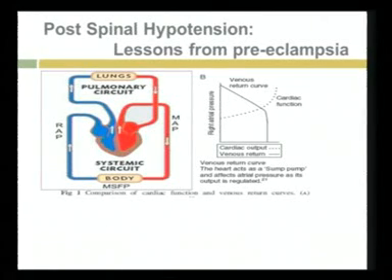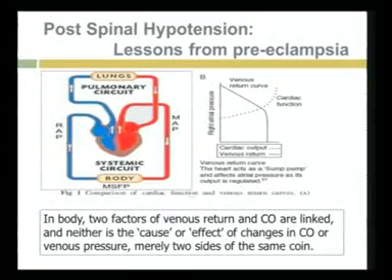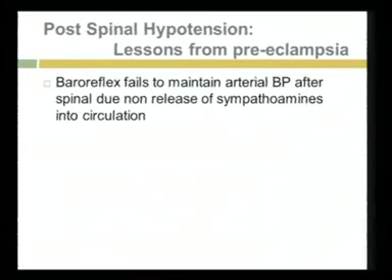And as your cardiac output declines, the venous return also declines because now the mobilization in this loop is decreasing, and the right atrial pressure tends to increase because the suction effect of the heart is going away, and it will finally become equal to the mean systemic filling pressure. So that means in a body, the two factors of venous return and cardiac output are linked, and neither is the cause or effect in the changes of the other. They are merely two sides of the same coin. So what does it mean?